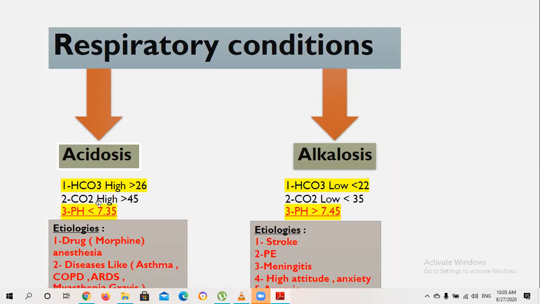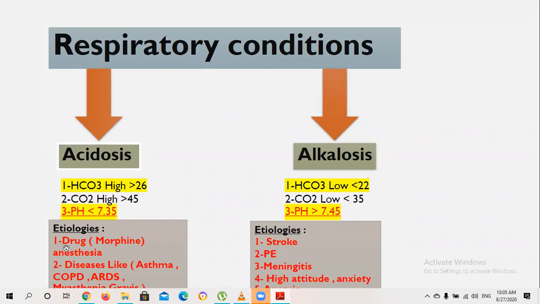I need you to focus on these two things. First of all, you look to the pH and then you go to bicarbonate. If you find it high, more than 26, you're going to say it's respiratory acidosis, despite the number of carbon dioxide. So I need you to focus on pH and bicarbonate.